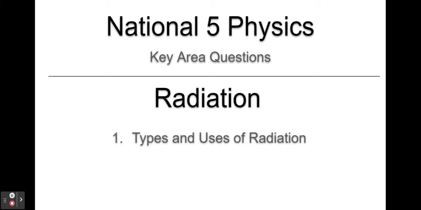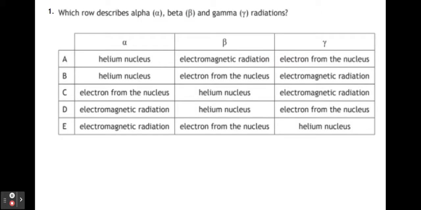Well, hello. And in this video, we're going to look at some past paper exam questions on the first part of the radiation topic at National 5 Physics, types and uses of radiation. So, let's crack on with the first question. Which row best describes alpha, beta and gamma radiation? Pause the video and see if you can figure out the answer.